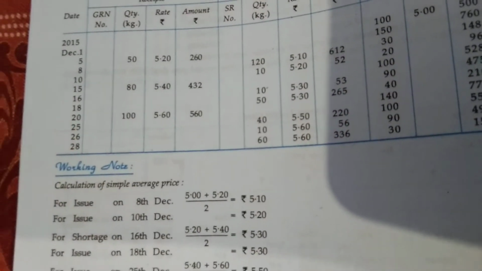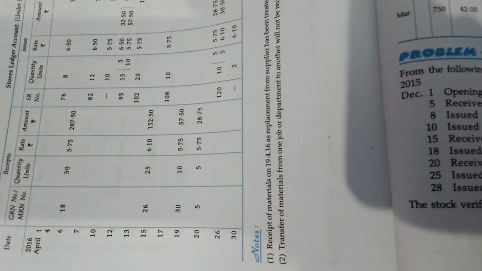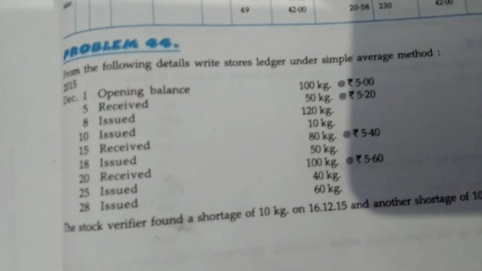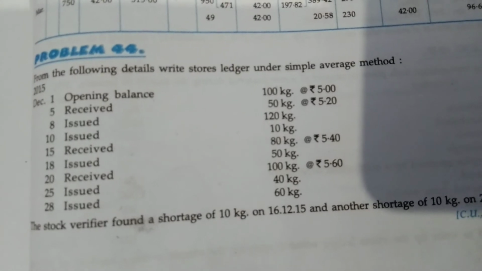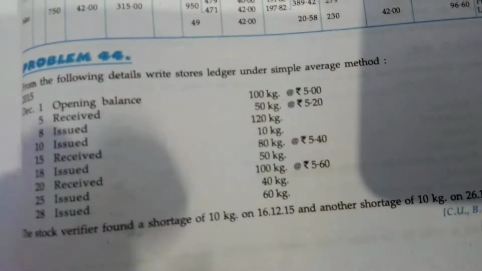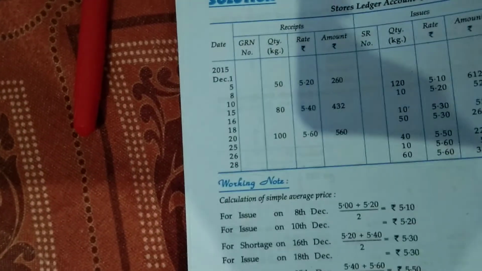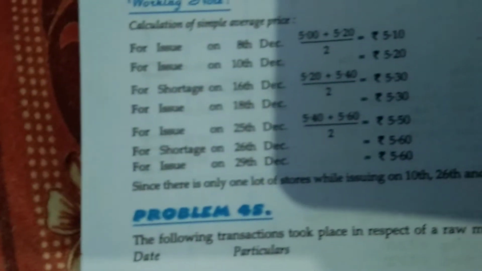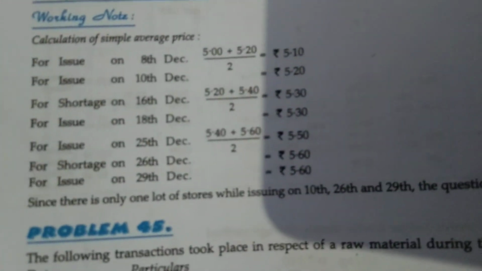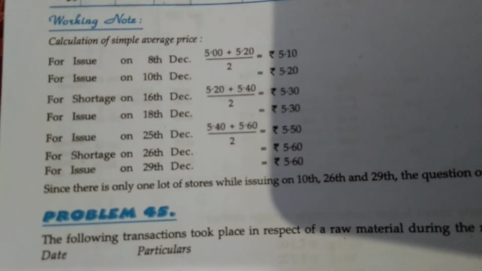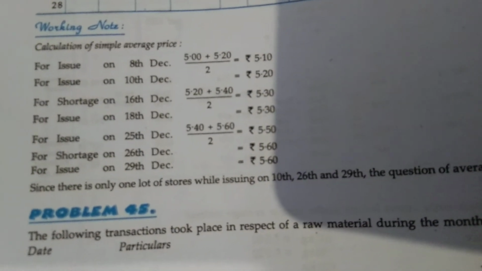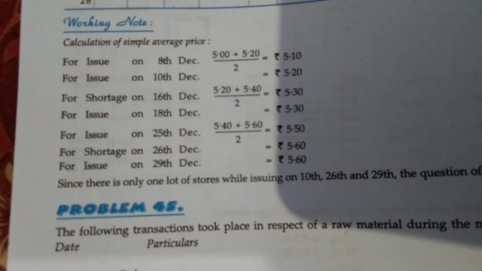528. Okay. Now on the 16th there has been an issue of 10, and on the 16th again an issue of 50. Now see, in the case of the 16th, the average has been done: 5.20 plus 5.40 divided by 2, that is 5.30. Again the same concept has been applied.